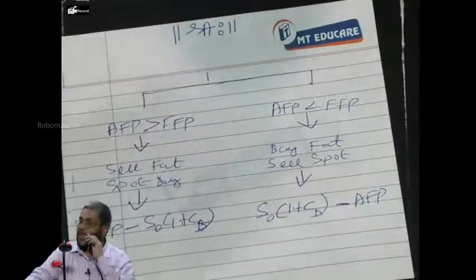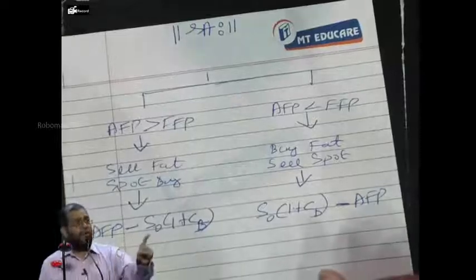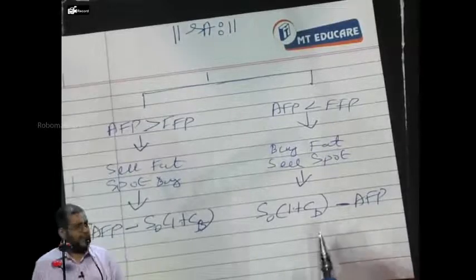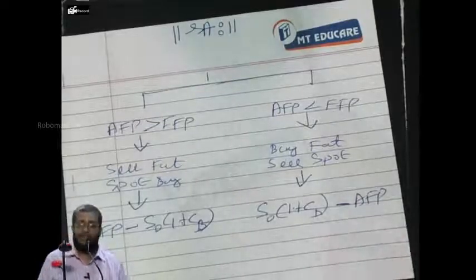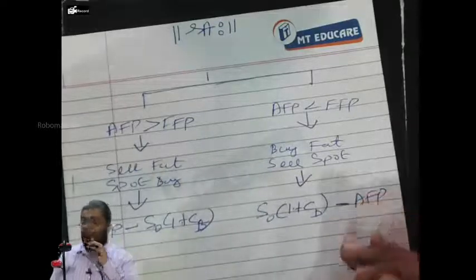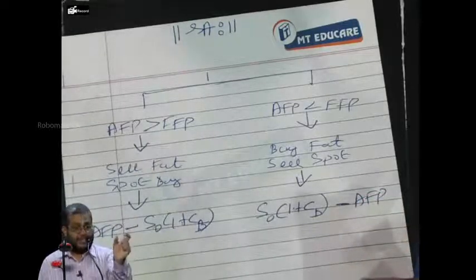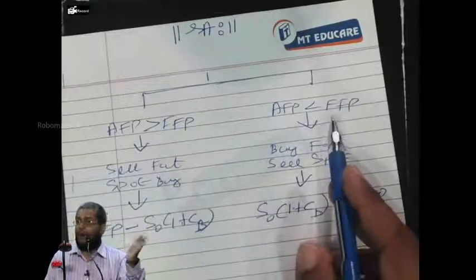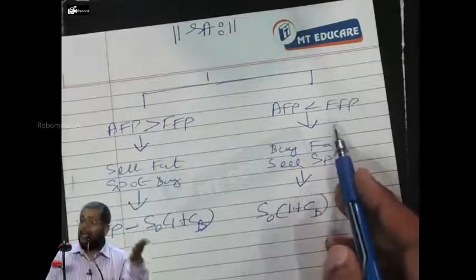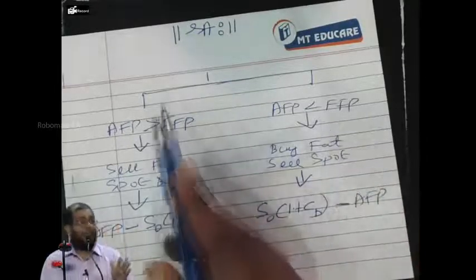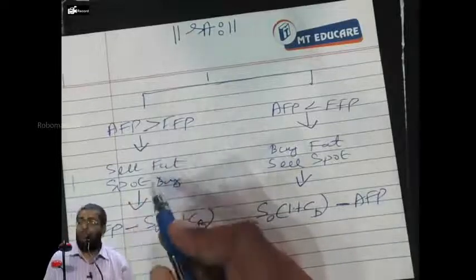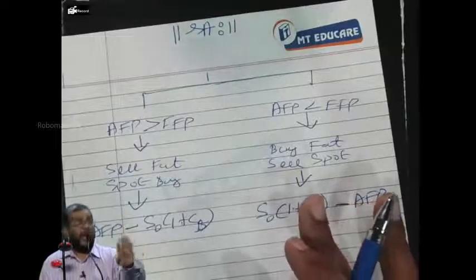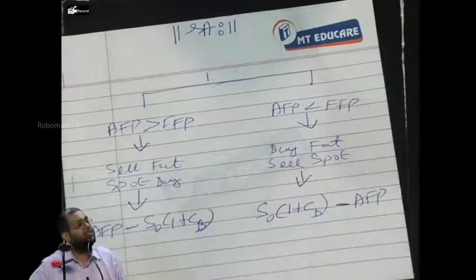Now, that 31,200 rupees is S0 into 1 plus CB. Yes or no? 31,200 is S0 into 1 plus CB also. What I am saying is, because the borrowing rate and lending rate are the same, in that case, the fair future price is one single price. Below it, if the actual future price is there, I can make the profit by selling spot and buying in futures. If it is above, I can make profit by selling in futures and buying at spot. In that case, there is only one price called the fair future price. Above this, below this, arbitrage exists.